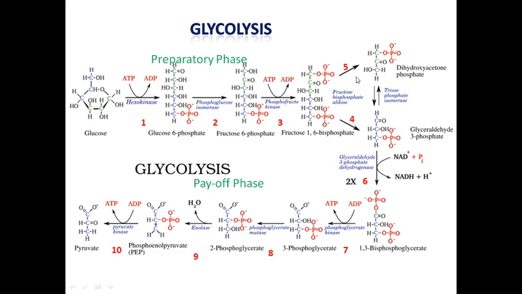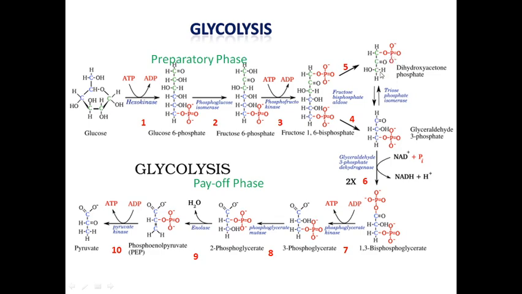Now this fructose 1,6 bisphosphate changes into glyceraldehyde 3 phosphate. It is a 3 carbon compound. Here you can see it has 3 carbons, glyceraldehyde 3 phosphate, and it has the phosphate group at the 3rd position. And in step 5 it breaks down. Here you can see the fructose 1,6 bisphosphate breaks into a 3 carbon compound, and another 3 carbon compound, dihydroxyacetone phosphate. Dihydroxyacetone phosphate also has a phosphate.